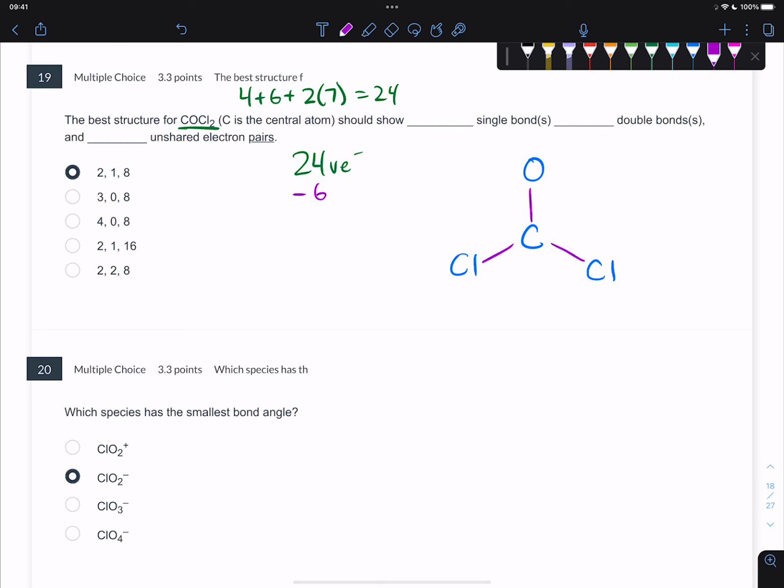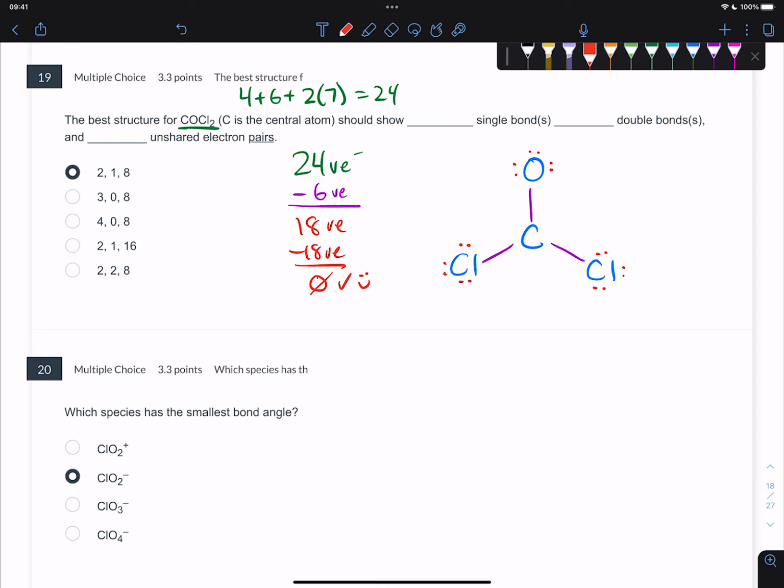That uses up 6 of your valence, giving me a remaining 18 valence to use. Spread those 18 remainers around the edges first. 1, 2, 3, 4, 5, 6, 7, 8, 9, 10, 11, 12, 13, 14, 15, 16, 17, 18. You feel done. Very simple, but you're not done. It is true that you've used up your 18 valence electrons and you got to 0, which is what you want, but you gotta always check to see if they have their octets.